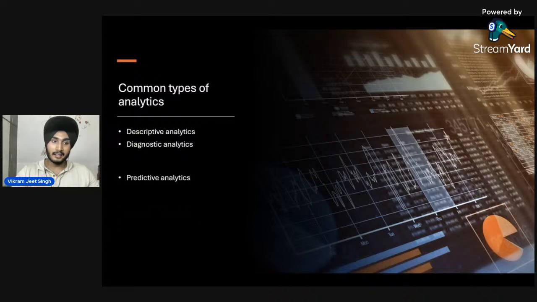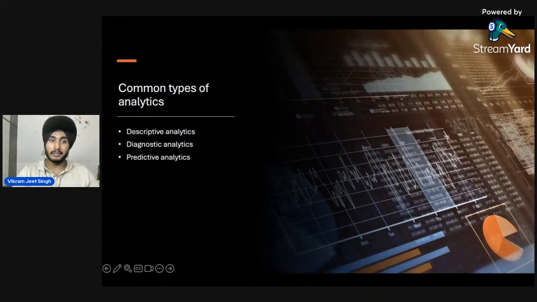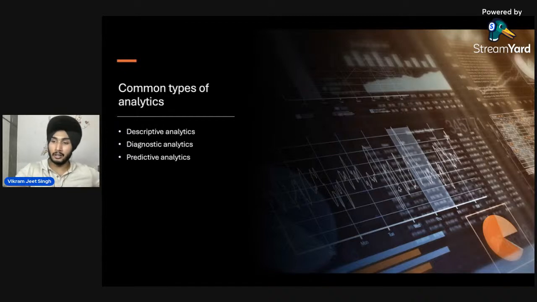Coming to my next slide, the next type of analytics, which is predictive analytics. Now this is something which correlates to the data science field. This uses statistical models and machine learning techniques to forecast outcomes based on historical data. This helps in anticipating: based on what has happened in the past, we predict what will happen in the future.